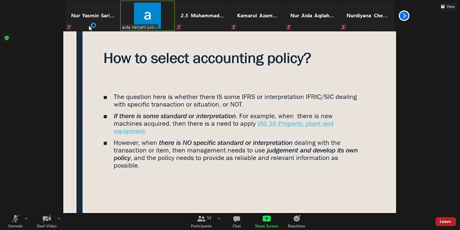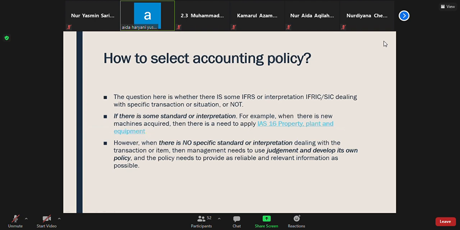You always need to look at the standards. If there are standards, then you do not have to explain on the IAS 8. That's why I think James does not focus on this one. That's why they state it here: you can see that when there is a standard or when there is an interpretation.